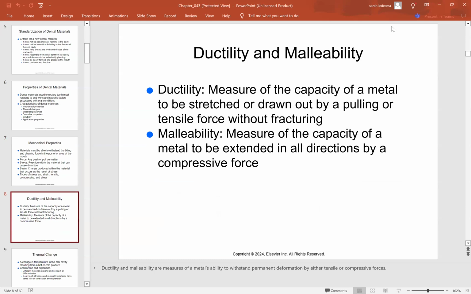Ductility and malleability. Ductility is the measure of capacity of a metal to be stretched or drawn out by pulling or tensile force without it fracturing. And malleability is the measure of capacity of a metal to be extended in all directions by compressive force, as in chewing.